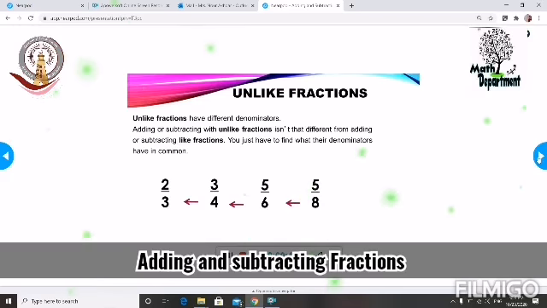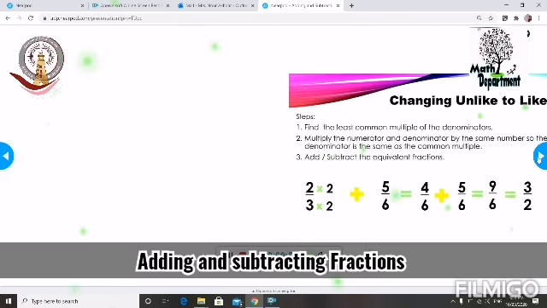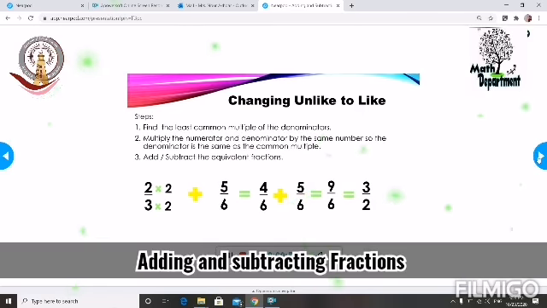What if I have unlike fractions? Unlike fractions are the fractions that have different denominators. So when I have unlike fractions and I need to add or subtract them, I have to change them to like fractions. What does it mean? It means that I have to make a common denominator for the two denominators I have. Making a common denominator requires finding the LCM of the two denominators we have.